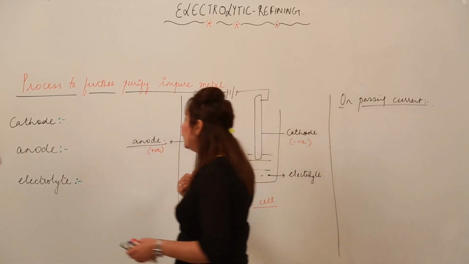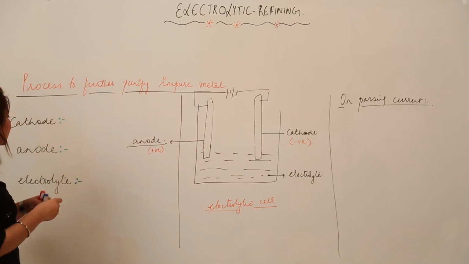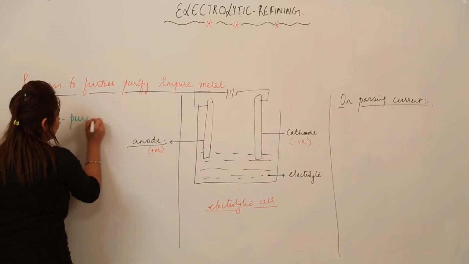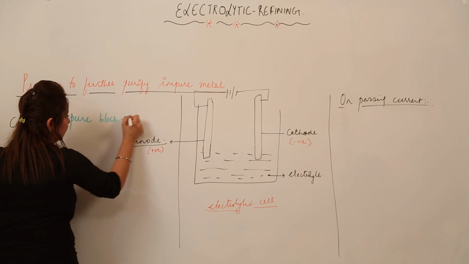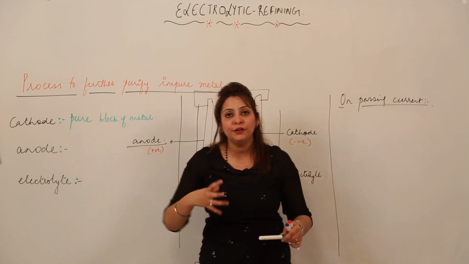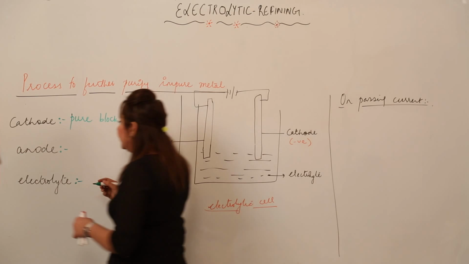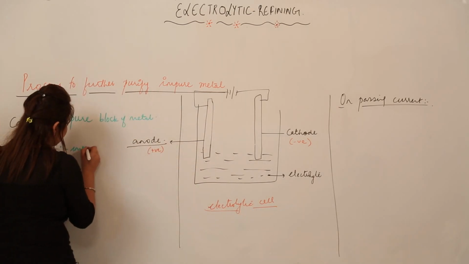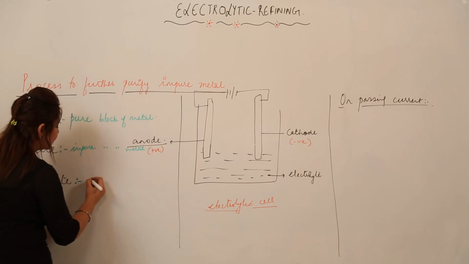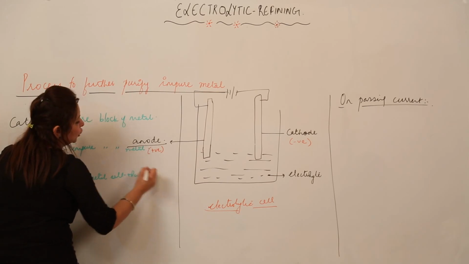So see, in this figure or in this process, electrolytic refining, what we are going to take is cathode, anode and this electrolyte. So the cathode is made up of a pure block of metal. That means the metal which we need to purify, that metal's pure block is made as the cathode, and the anode is the impure block of that metal, and the electrolyte is that metal salt solution, any metal salt solution.